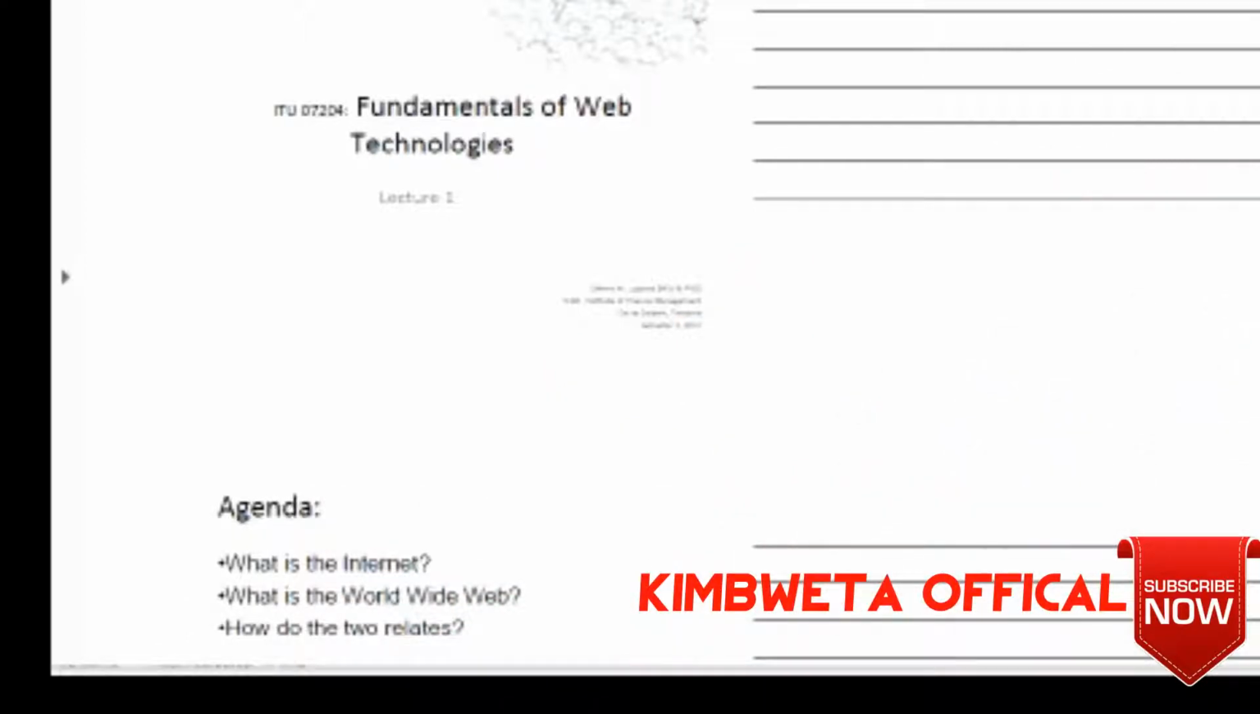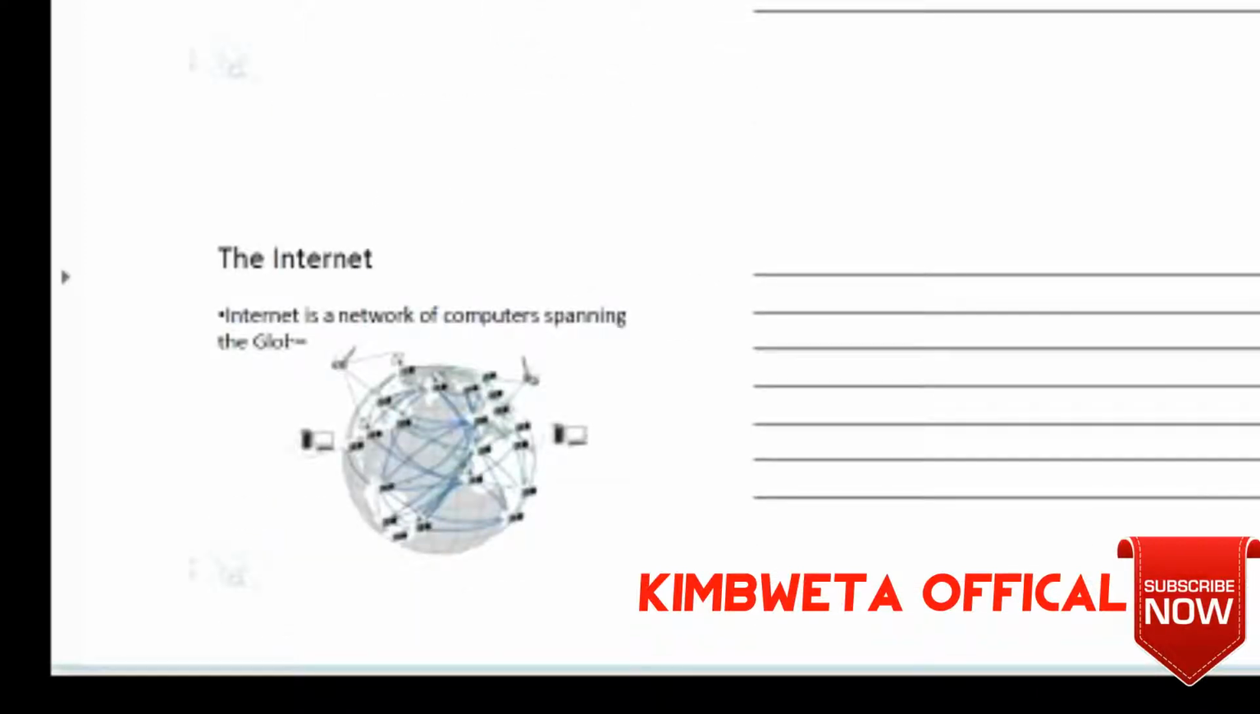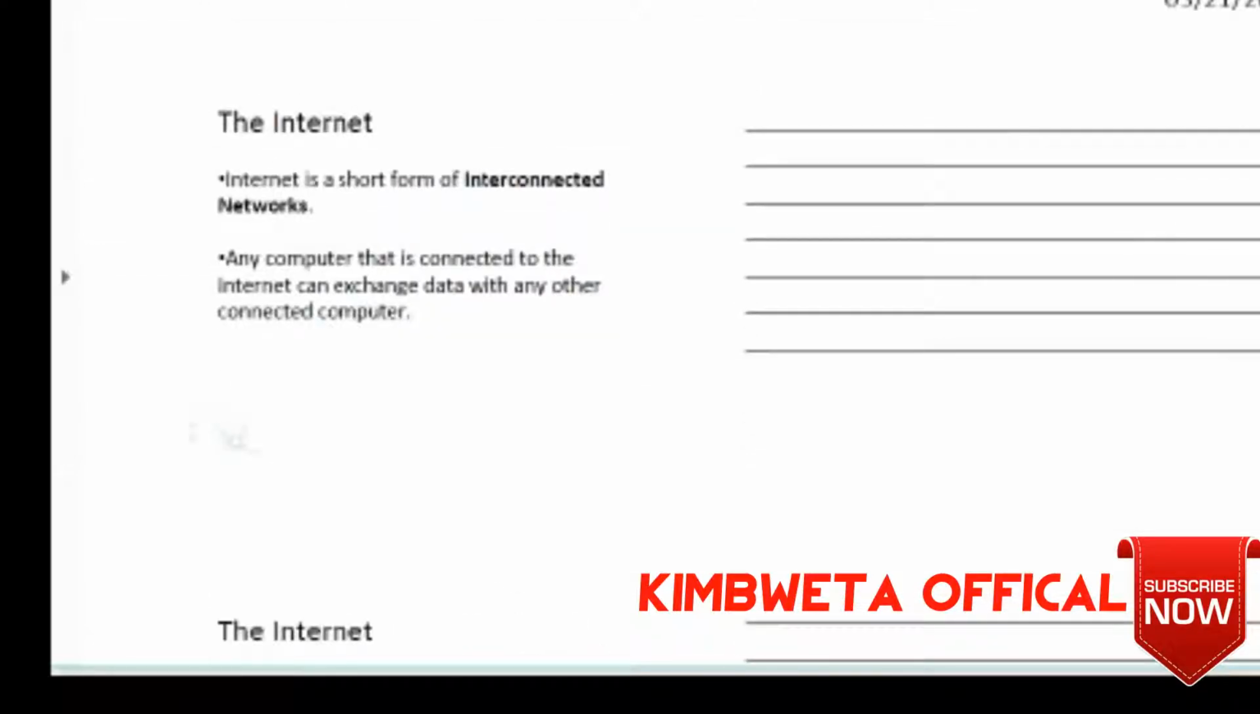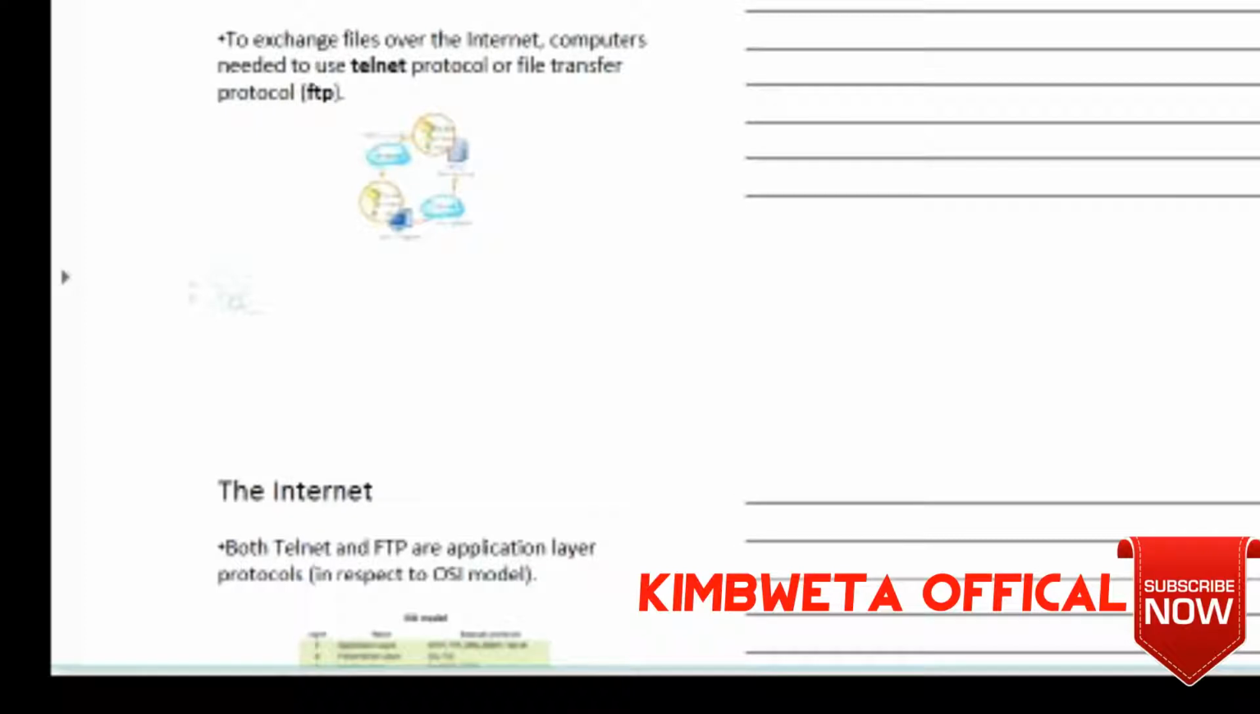Okay, we are gonna look at the fundamentals of web technologies. This is the subject. First thing that we are gonna look at is the internet. As we know, many people use the internet nowadays, but what actually is the internet? Like I just said, it's a network of computers spanning the globe. It means just a lot of computers connected together around the globe. They make up the internet. The internet is just a short form of interconnected network. So you can see there, it's just several computers connected together.